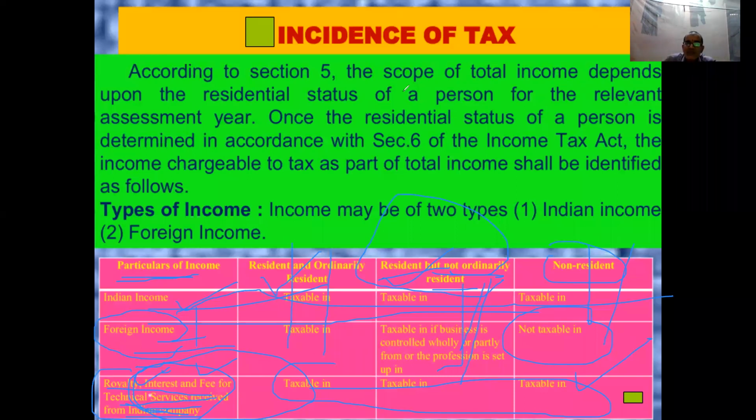So this is the situation. This is what you mean by saying incidence of tax. Incidence of tax implies, based on the residential status of an SSC, how much tax he has to pay, how much tax he is going to attract. That is what you mean by saying incidence of tax. Did you understand? Is it clear? Yes, sir.